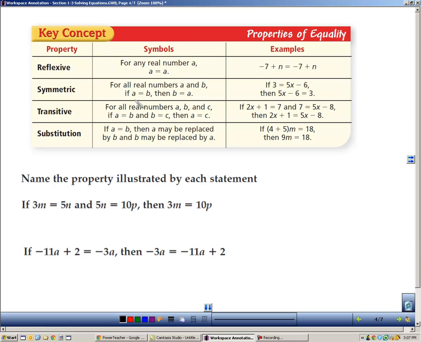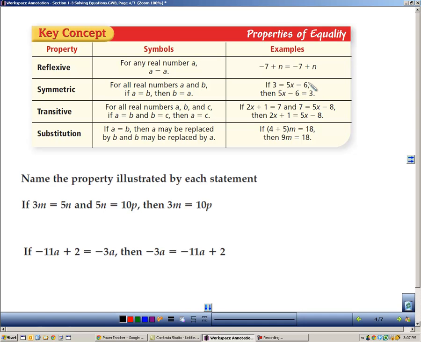The symmetric property says the left side and the right side are equal, but they don't have to look exactly alike. The example over here is 3 equals 5x minus 6. We know that those two sides are equal to each other, but we can flip it too. We can make it 5x minus 6 equals 3, and it remains the same equation.